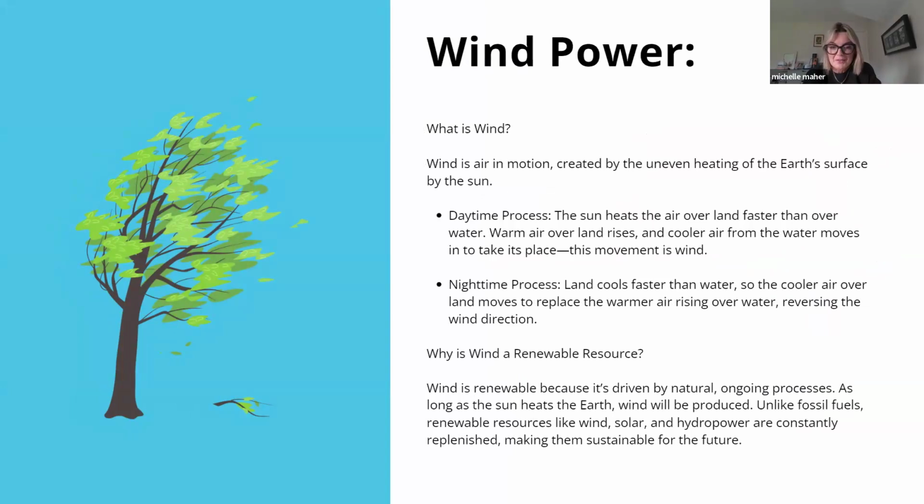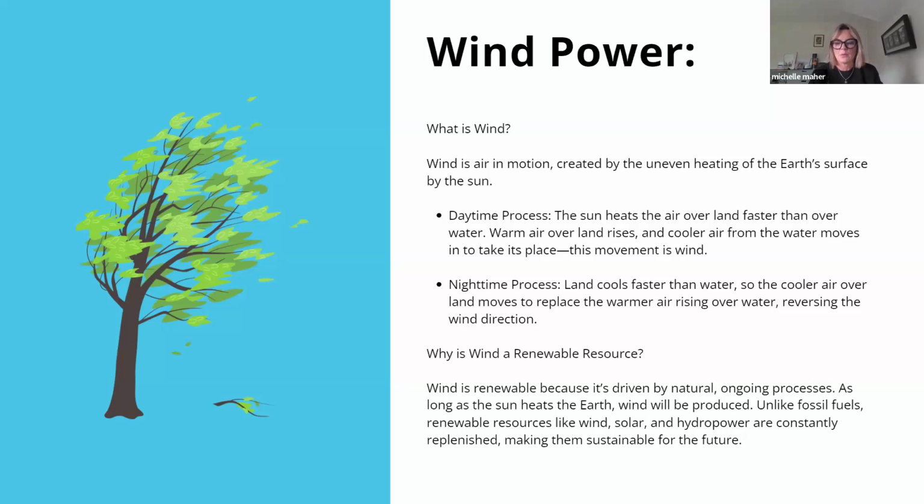Why is wind a renewable source of energy? Because it's driven by natural and ongoing processes of the planet. As long as the sun hits the Earth, we're going to be producing wind. Unlike fossil fuels, the burning of coal and oil, even if we leave out the pollution part, they will eventually run out because we deplete them quicker than they can be replenished.